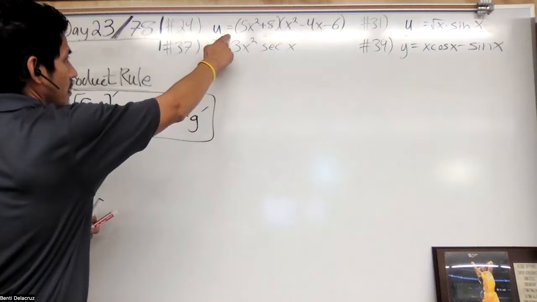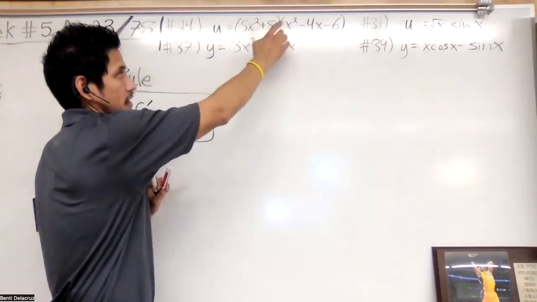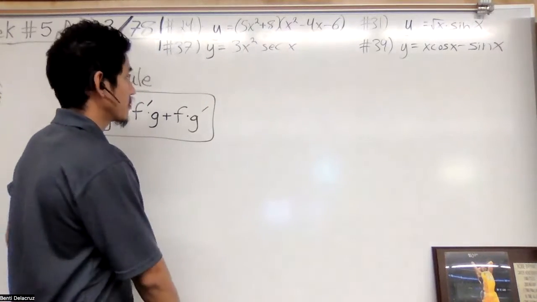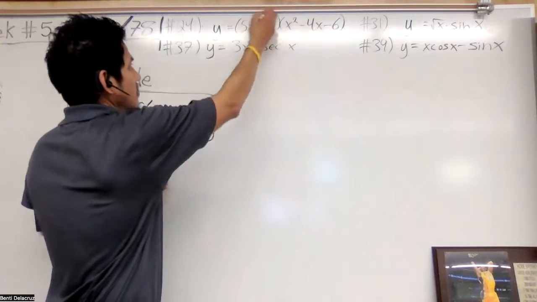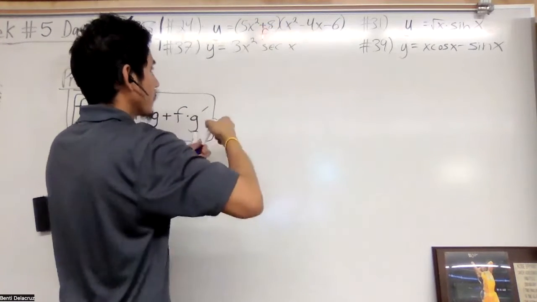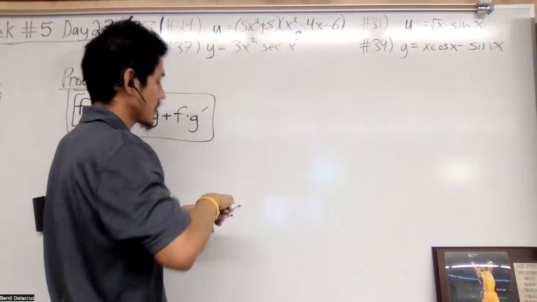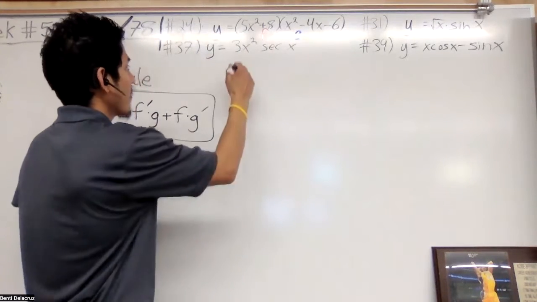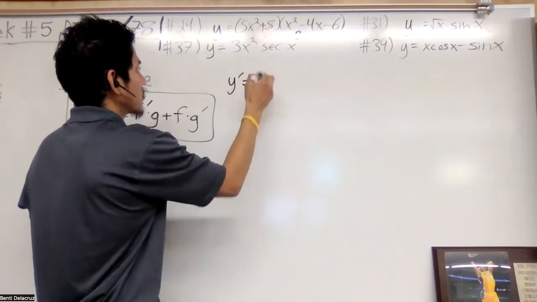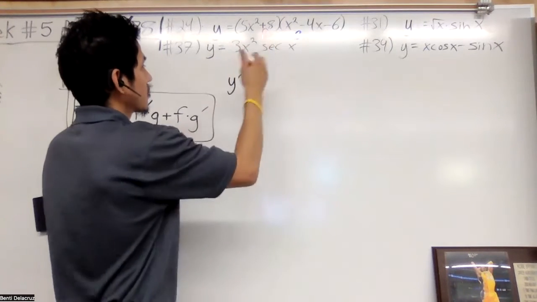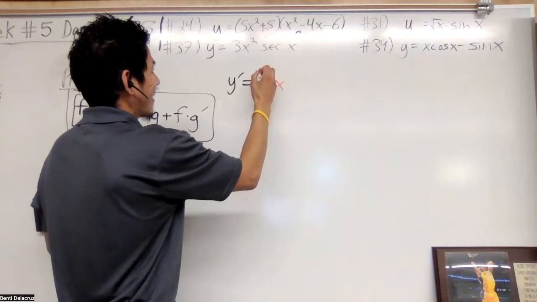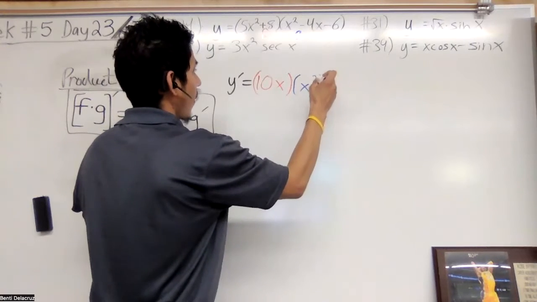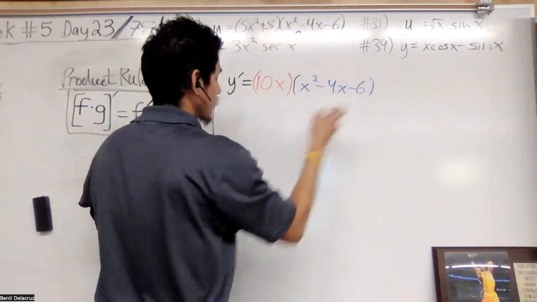So on number 29, we have y is equal to 5x squared plus 8 times x squared minus 4x minus 6. Now, the key is to recognize what your two functions are. So this group right here, we can say that's our f, and here that will be our g. So if we want to find the derivative of y, so y prime, we would say that y prime would be equal to the derivative of f, which will be 10x multiplied by g. Just keep g the way it is. So keep it as x squared minus 4x minus 6.